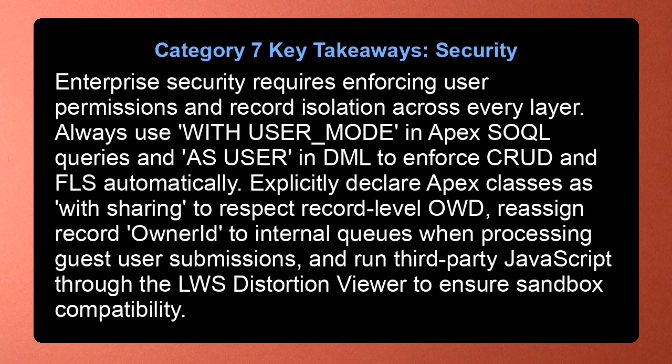Category 7 Key Takeaways: Security. Enterprise security requires enforcing user permissions and record isolation across every layer. Always use WITH USER_MODE in Apex SOQL queries, and AS USER in DML to enforce CRUD and FLS automatically. Explicitly declare Apex classes as with sharing to respect record-level OWD. Reassign record owner ID to internal queues when processing guest user submissions, and run third-party JavaScript through the LWC distortion viewer to ensure sandbox compatibility.